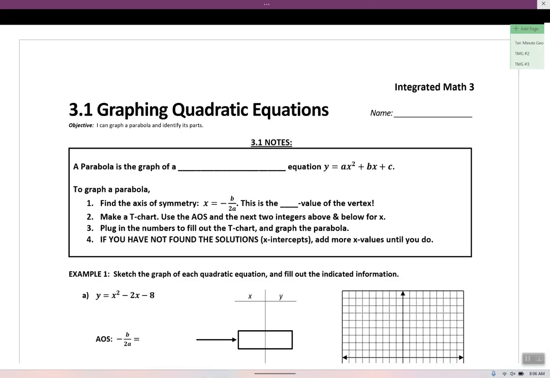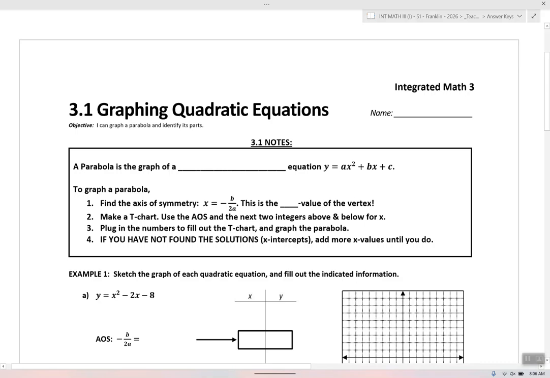Let's talk about quadratic functions, or specifically graphing quadratic equations. When we graph a quadratic equation, we get something called a parabola. And the parabola, as I just said, is the graph of a quadratic equation. Now, by quadratic equation, I mean an equation in this form: y equals ax squared plus bx plus c.